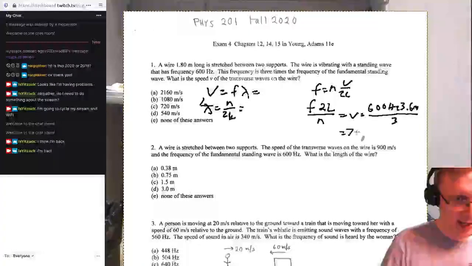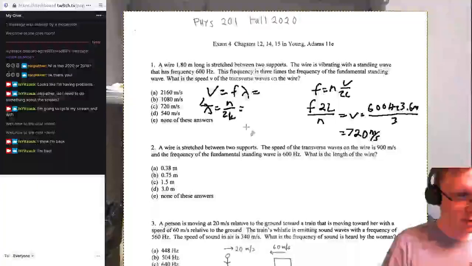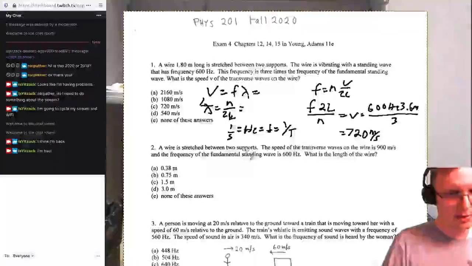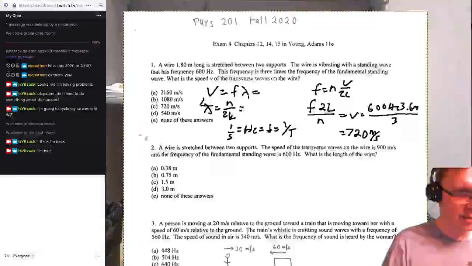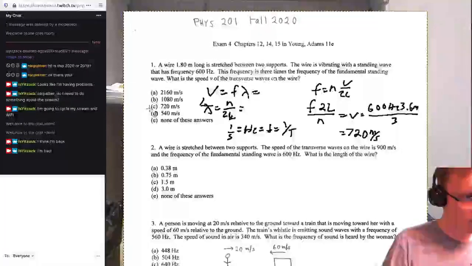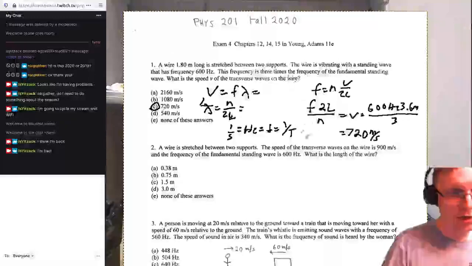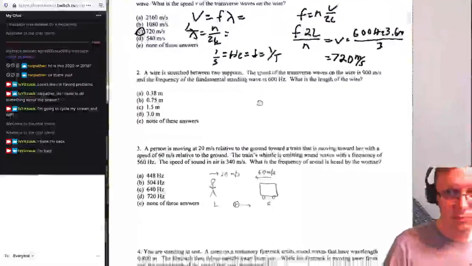We'll be right with A at 720 meters per second. Do these units work? A hertz is a frequency, an inverse period, which means that a hertz is an inverse second. Yes, that does make sense.